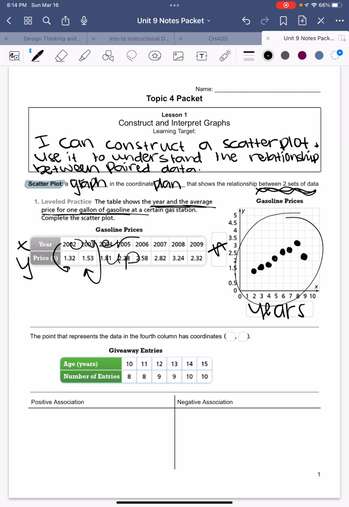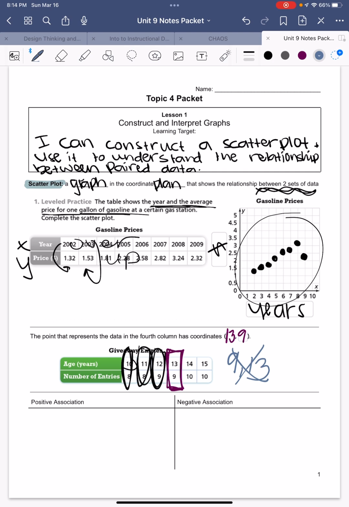Then this data point here, talking about giveaway entries, is talking about the age of certain people and how many entries there were for those specific ages. It says the data point represents the data in the 4th column. Columns go up and down. So there's column 1, column 2, column 3. Here's column 4. And the data is 13, 9. It's important that you do not put 9, 13.